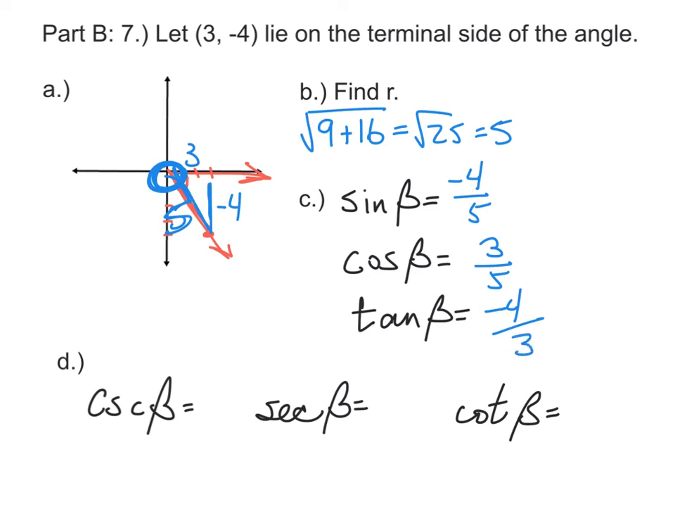And last thing, clean it up by finding all of the reciprocals. So one at a time, cosecant is the reciprocal of sine, so -5/4. Secant is the reciprocal of cosine, so that would make positive 5/3. And cotangent is the reciprocal of tangent, so -3/4.